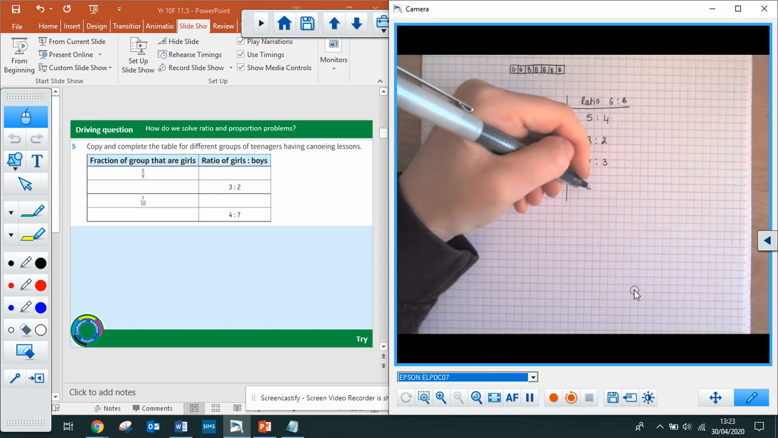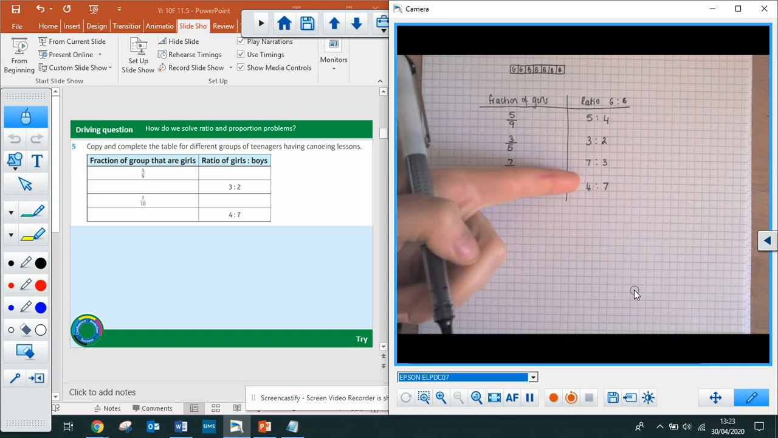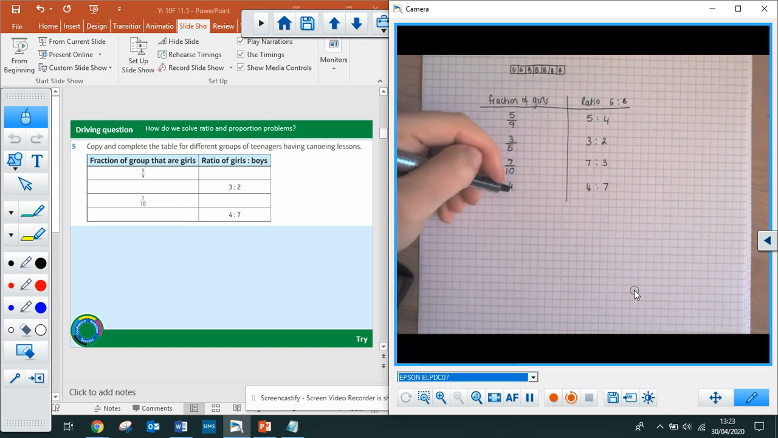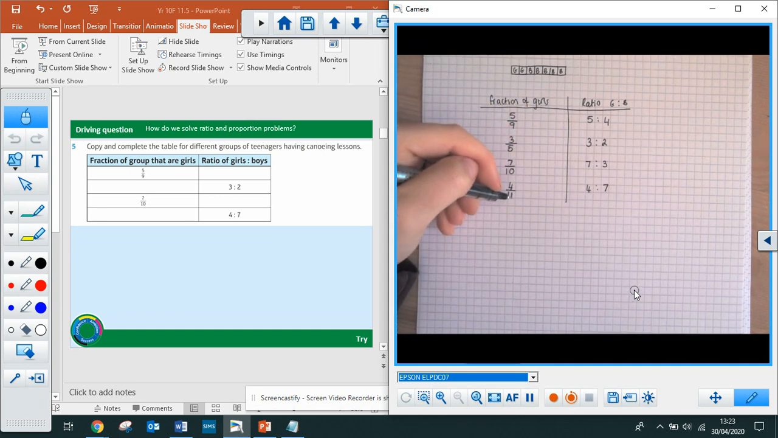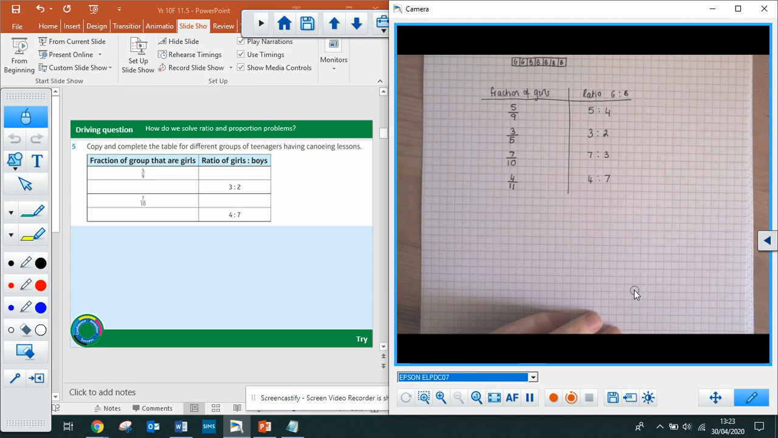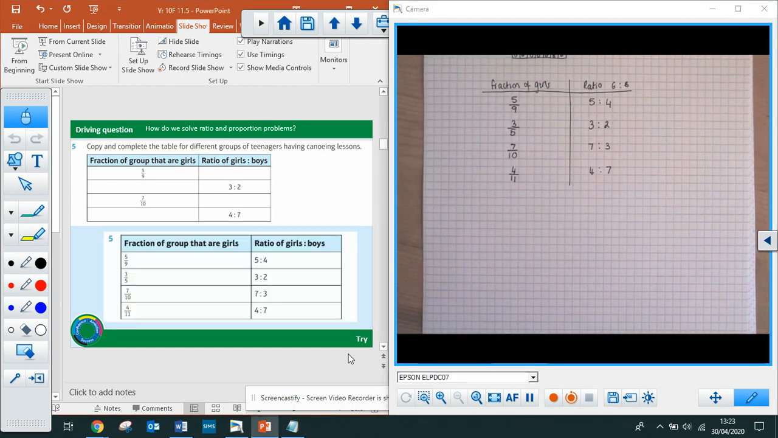And then the last one, we have 4 to 7. We want to have the fraction for girls. The 4 belongs to girls, so 4 out of 4 and 7 is 11. 11 parts are girls. So that's your answers there. Okay? Well done if you got that. And there's the answers there again if you need to check.